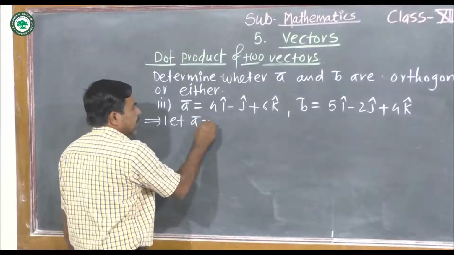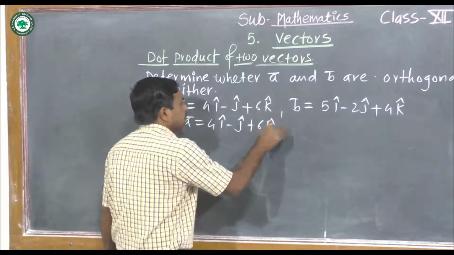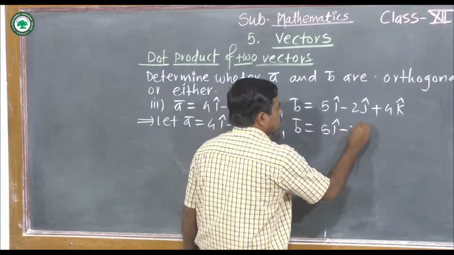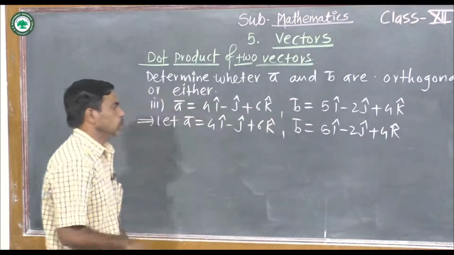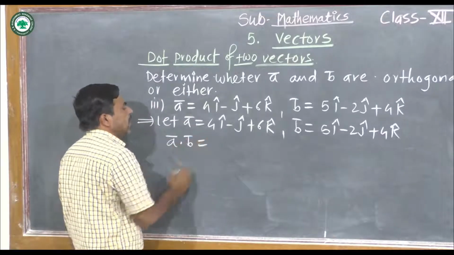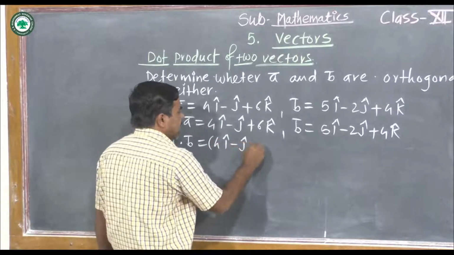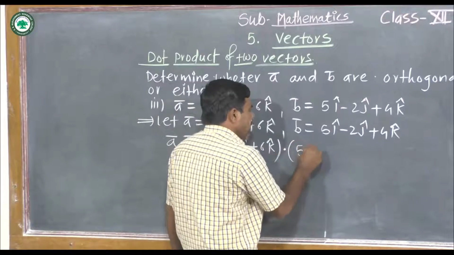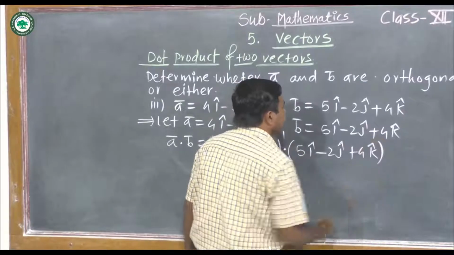Let A bar be given by 4I cap minus J cap plus 6K cap, and B bar is equal to 5I cap minus 2J cap plus 4K cap. Now take the dot product of these two vectors, A bar dot B bar. It is equal to 4I cap minus J cap plus 6K cap, its dot with 5I cap minus 2J cap plus 4K cap.